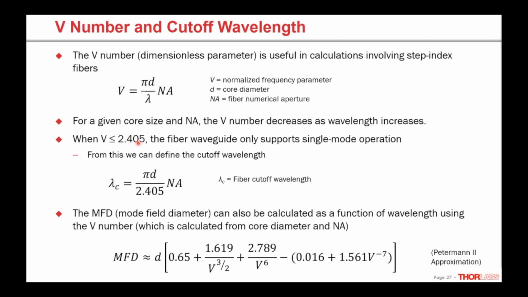So if we plug in 2.405 and rearrange the equation, we can actually calculate the cutoff wavelength. This is the theoretical cutoff wavelength. There are some real world effects that make the fiber behave a little bit different, and the cutoff occurs a little shorter, but this is the theoretical cutoff wavelength of the fiber. And we can also use the V number to calculate the mode field diameter using this equation down here, or approximate the mode field diameter.